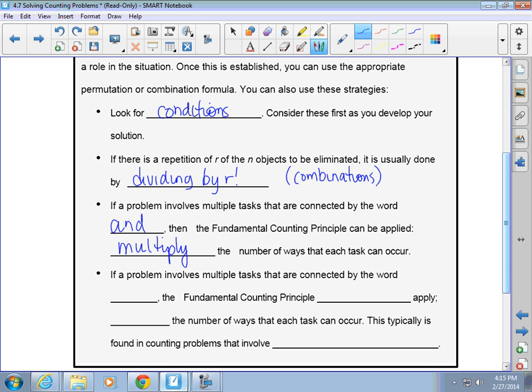If a problem involves multiple tasks that are connected by the word or, the fundamental counting principle does not apply. Because we're not multiplying them anymore, we are going to be adding them. So add the number of ways each task can occur, and this typically is found in counting problems that involve several cases. So that's the at most or at least type questions.